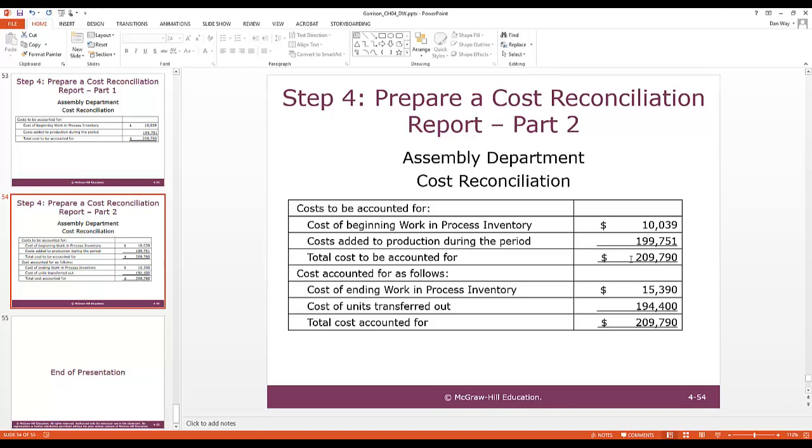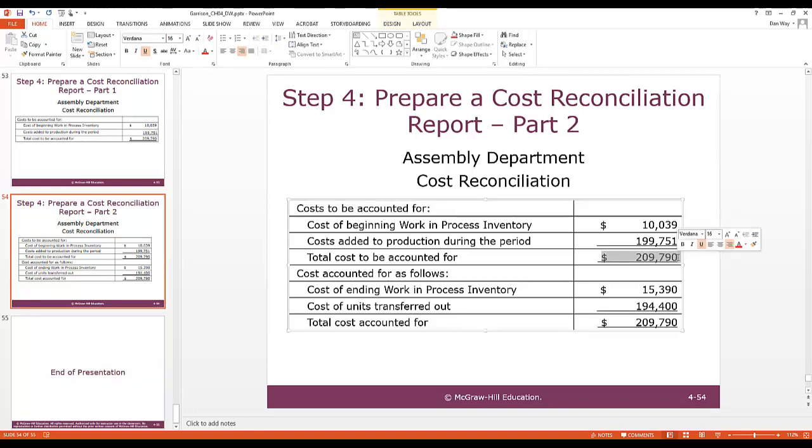And again, this reconciliation, we're just trying to tie out those two numbers there. So the total cost to be accounted for, which is just everything we started with, plus what we added to the process during the period, should equal what we have left over, plus the cost of the units we transferred out. Okay, so we're just trying to match our inputs and our outputs here. What do we start with and dump into the process? Let's make sure that equals what we got rid of and then what we still have left over at the end of the period. In this case, we tie out. In every case, we should.